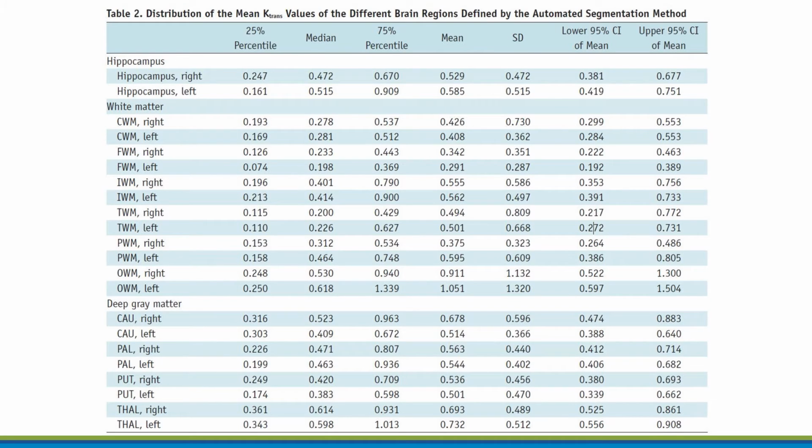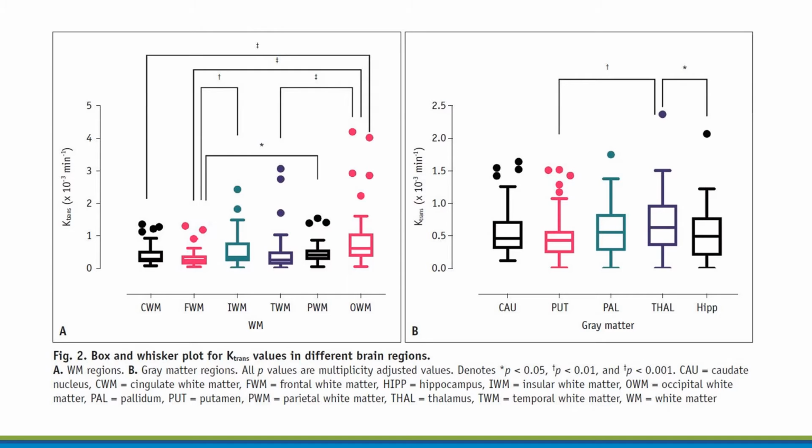When we compared K-trans values of each brain region from automated segmentation, there were no significant differences between the right and left sides. Among white matter regions, the occipital lobe showed higher values than other brain lobes. Among gray matter regions, the thalamus showed the highest K-trans value, and putamen showed the lowest value. The higher values of the thalamus region are similar to a result of a previous animal study. We suspect that this is due to the proximity to BBB-free areas such as the choroid plexus.